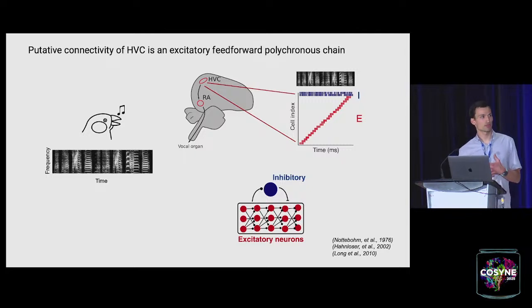So here's the putative connectivity of the circuit, very, very simplified. The RA projectors essentially wire up in some kind of feed-forward excitatory sequence, while the interneuron population implements global inhibition.